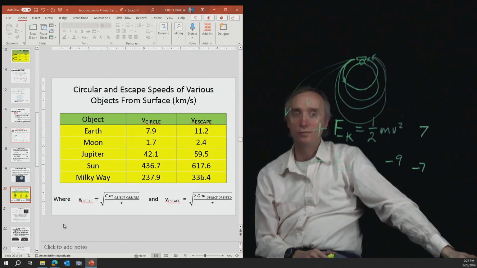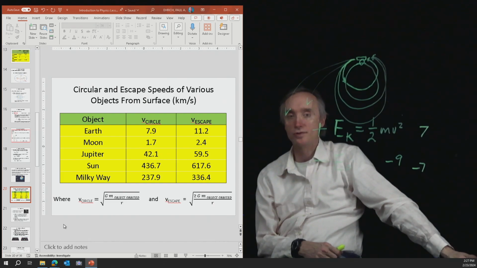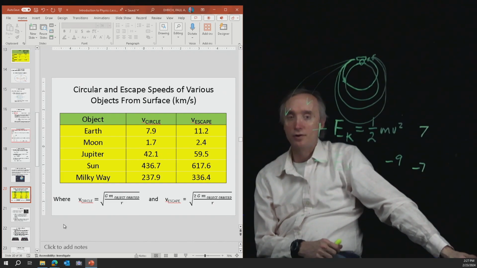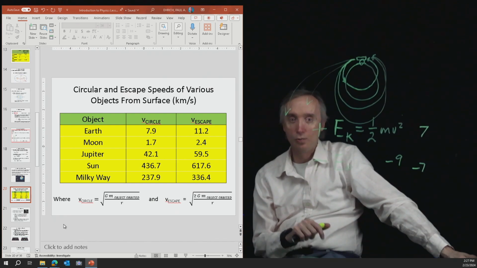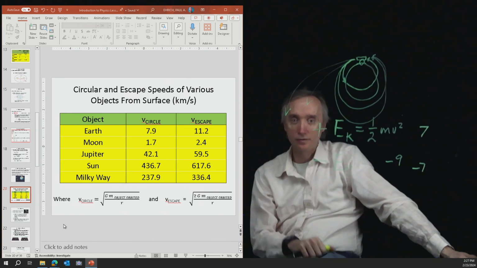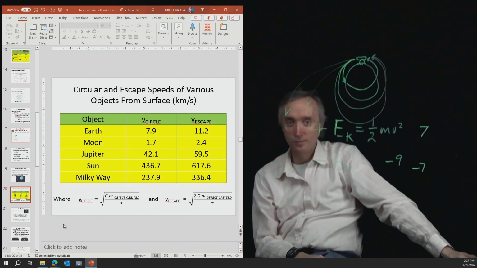Now, if you're wondering where in the world all those numbers came from, it can be shown, and I will show you in the appendix, which you don't need to know if you're one of my students for the exam, where the formulas come from. There's a formula for the circular speed and then there's a formula for the escape speed. Okay?